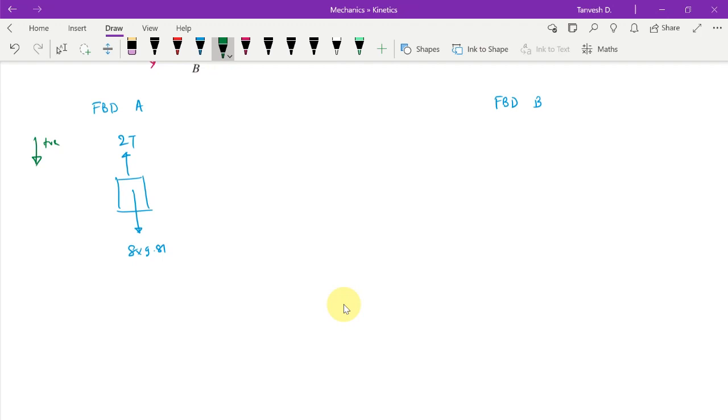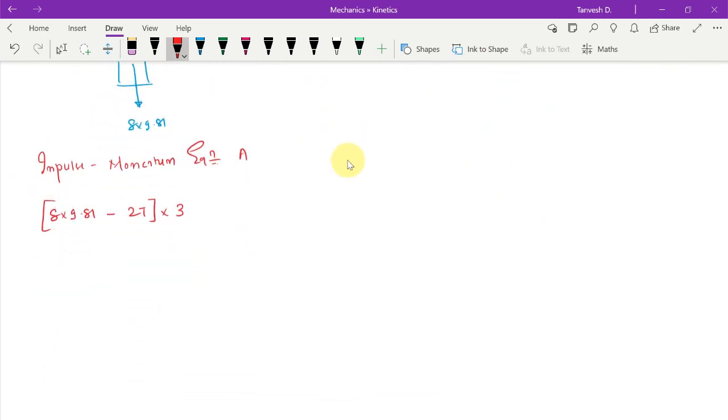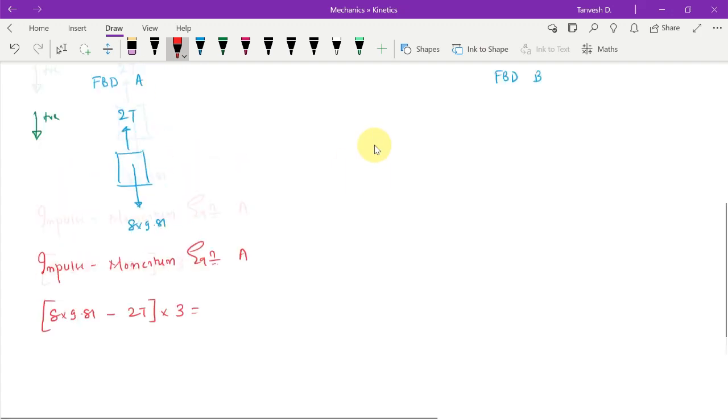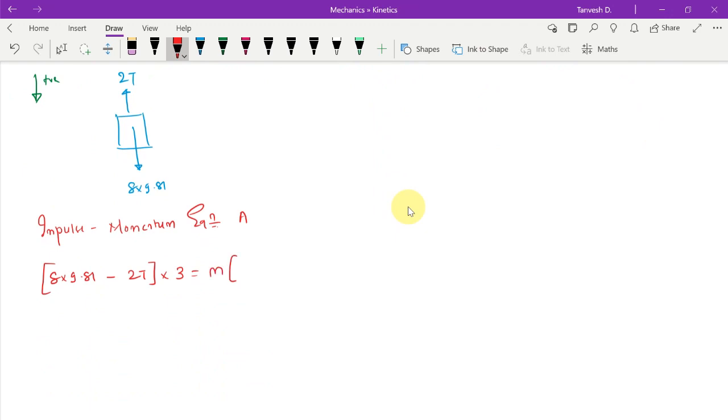We can now apply the impulse momentum equation for A. The impulse momentum equation for A would be the summation of forces into the time. If downwards is positive, the forces are 8 into 9.81 minus 2T. These are the forces which are causing the vertical motion, multiplied by time, which is 3 seconds, because we need to determine the speed of each cylinder at 3 seconds. This is equal to the change in momentum, so the momentum is changing from mu to mv. So m into (v minus u), which is (v minus 2), I will write here, correct?